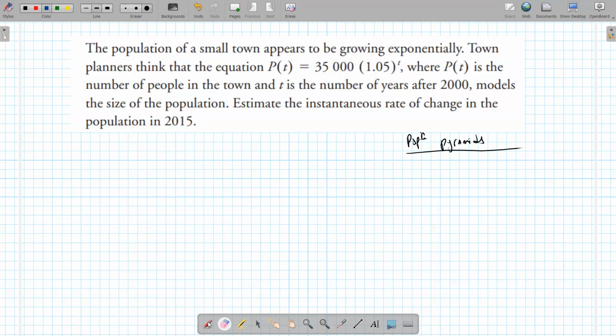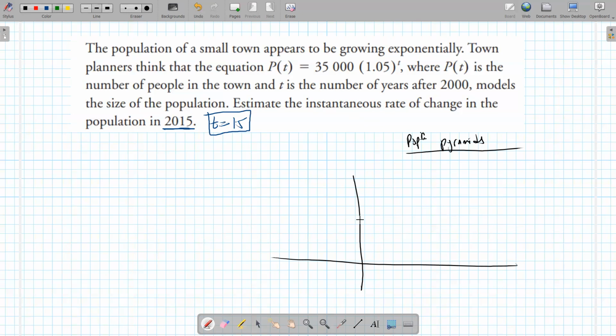So what is the question actually asking us? This is from 2000 and they want the instantaneous rate of change in 2015. Notice they've only given us one x value here. The t here represents the number of years from 2000, so t is going to be 15. We only have one x value. Last time we had two. So how do we actually find the growth rate here?